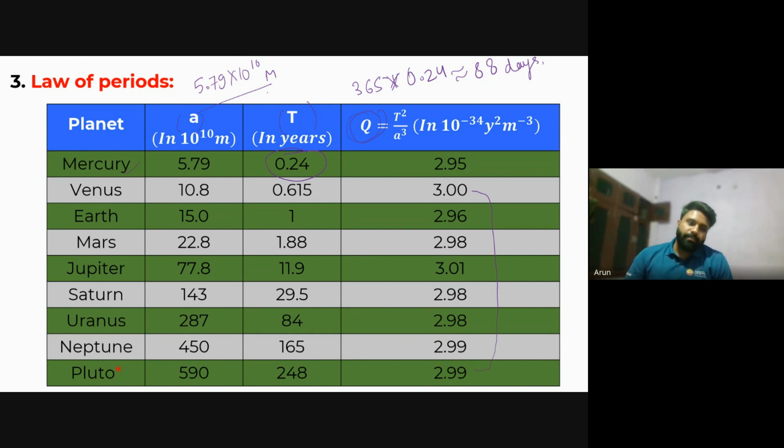You can also see the planet Pluto, which is excluded nowadays; it is not part of our solar system. But when it was, it had a distance of 590 times 10 raised to the power 10 meter, which is the farthest in our solar system. And it takes about 248 years to complete one revolution about the Sun. On this planet, all you will find is ice only, because hardly any sunlight goes there. There is no chance of life.